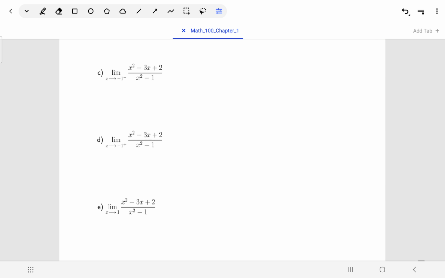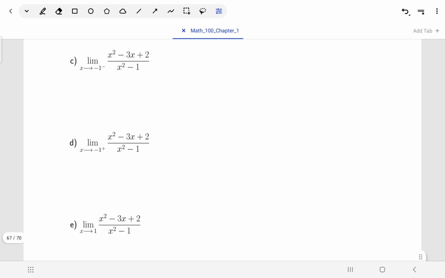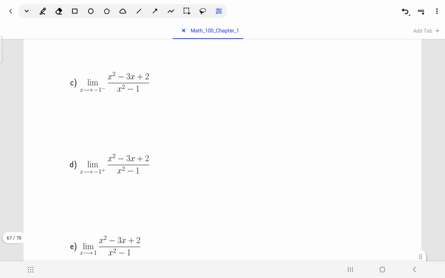Okay, last little one to do here. This function, again, another rational function, and we can already see at the very top, these are going to have two places where we have discontinuities. We're discontinuous at x equals 1 and also at x equals -1.